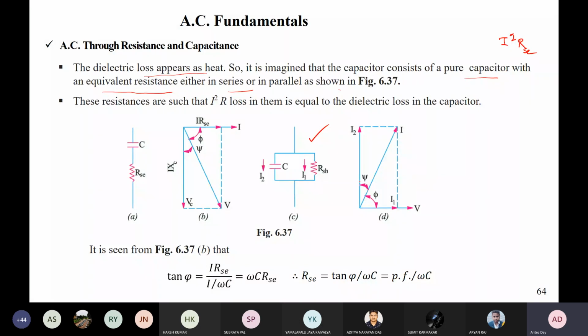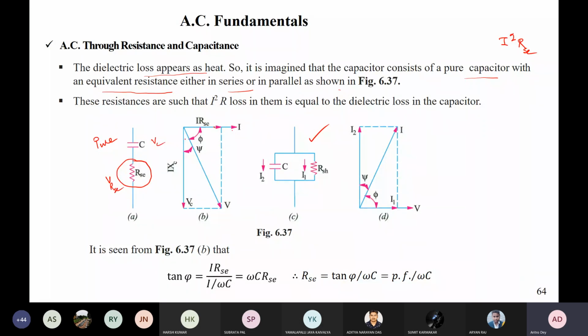But let's see what happens when we take this resistance RAC in series or in shunt, which is RSH. Let us take the case when we assume the dielectric loss with a resistance which is in series with a pure or ideal capacitor. In that case what will happen? It is a series circuit, so we'll take I as our reference phasor. IRAC will be the drop across this, so VRAC, and this is VC.